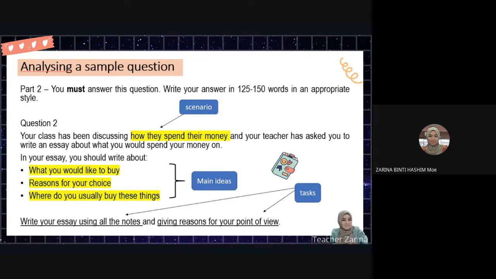Next question. Where do you usually buy these things? That means you have to give the name of the places that you normally buy the things that you want to buy just now. And then below that is your task. Write your essay using all the notes. So the 3 questions, we call them notes. And give reasons for your point of view. Whatever ideas that you give, point of view means your ideas. You have to give your reasons.